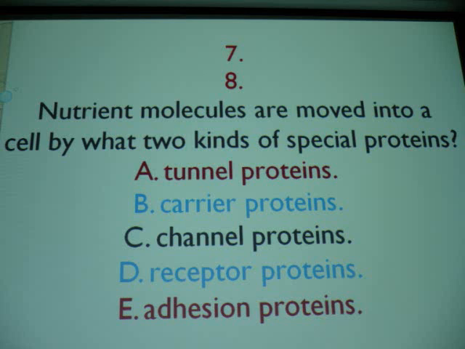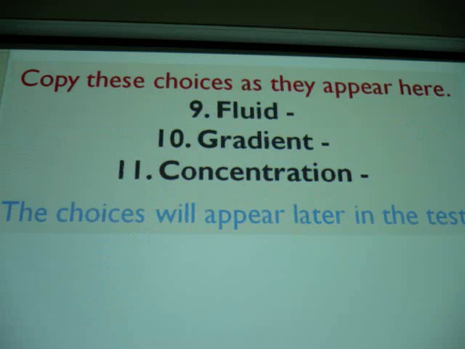What two kinds of proteins can move things into a cell? Carrier protein. Carrier and channel. I made tunnel up. I didn't make up the others, but I did make tunnel up. Fluid, gradient. Okay, that's the choices.